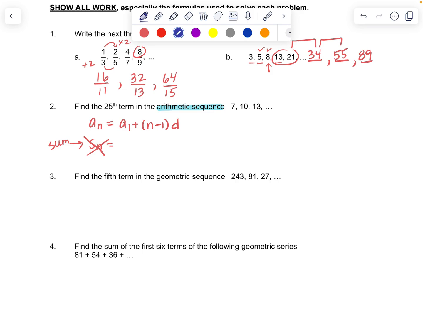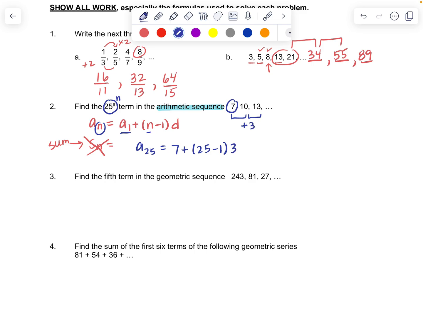All right, I know I'm looking for the 25th term, so that is my n. So when I replace this little n here, I'm going to get a sub 25 equals, the a sub 1 is just the first term. Here's the first term of your sequence, so it's 7 plus your n again. We already found that was 25, so 25 minus 1. And then d, that is your common difference. That is what you're adding or subtracting to get from term to term. And if you notice on this one, you're just adding 3 over and over again. So your common difference is going to be 3.